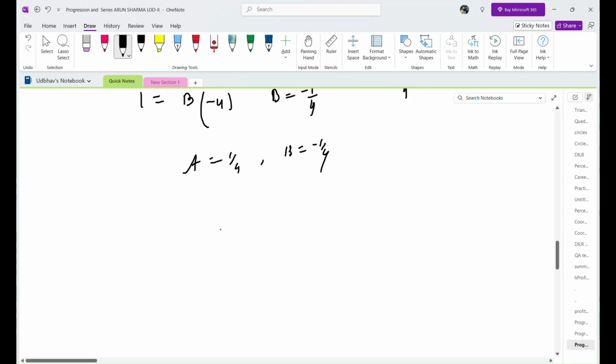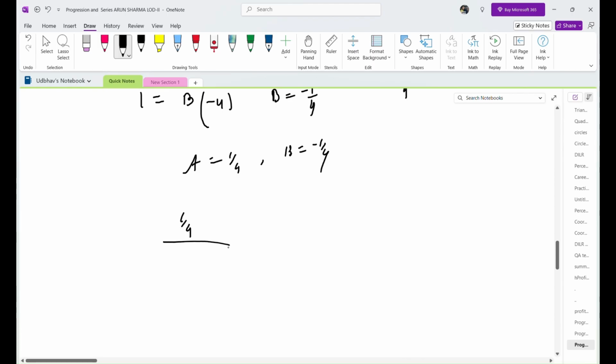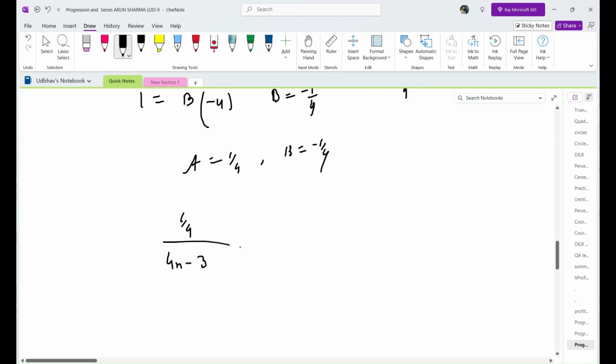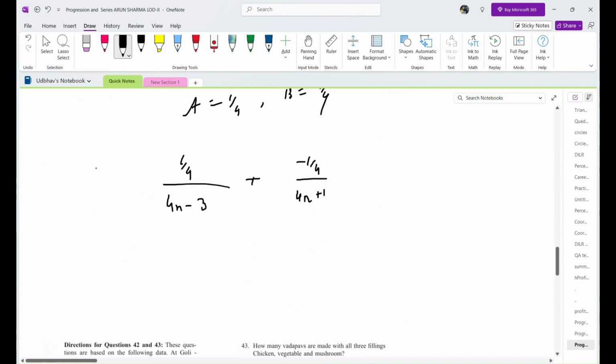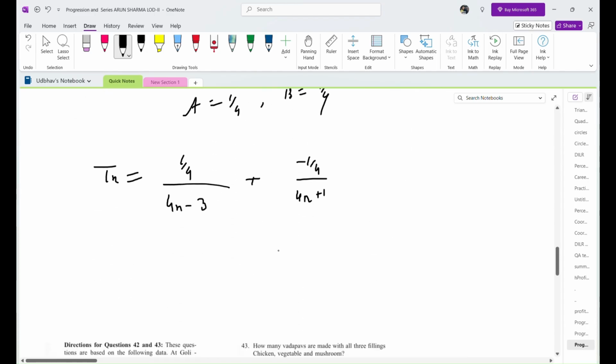So how can we write this now? We can put the value of A here, we can put the value of B here. 1 upon 4 upon 4n minus 3 plus minus 1 upon 4 upon 4n plus 1. Right? This is our Tn now. If you take the LCM and solve everything again, you'll get back 1 here and this same denominator here. We just broke this fraction into 2 and just put 1 here.